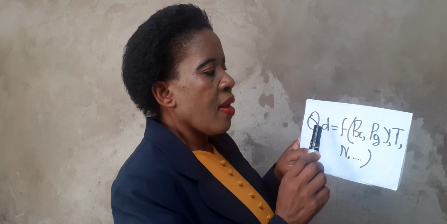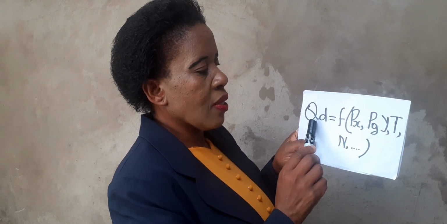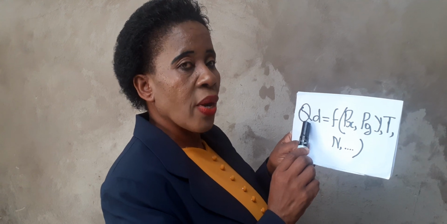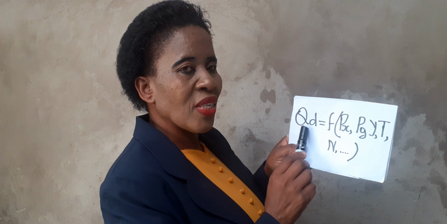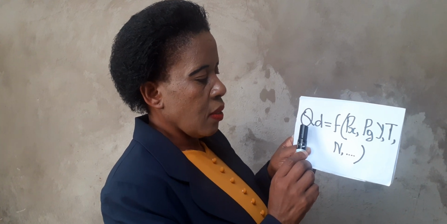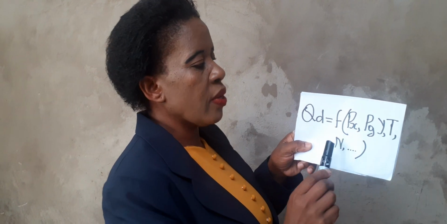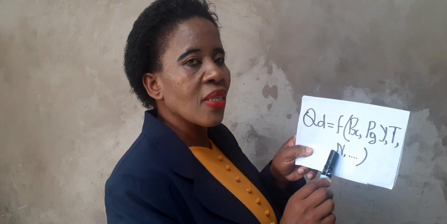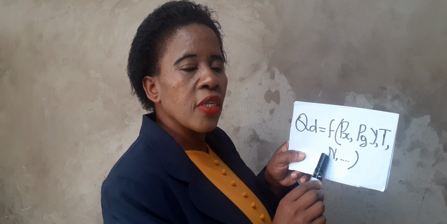Okay? Now, the quantities of goods that individuals plan to buy during a specific period, which is known as the quantity demanded, which is affected by all the other prices, brings us to what is known as the law of demand.